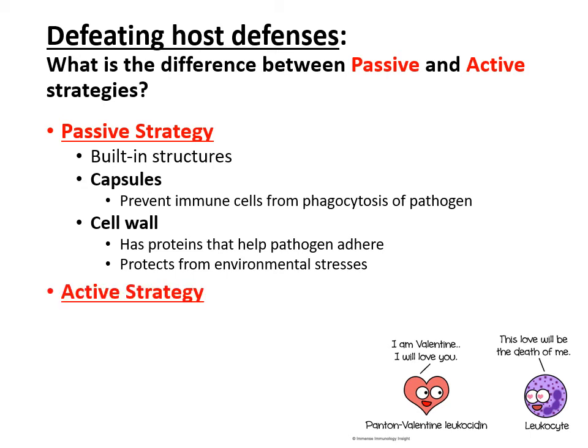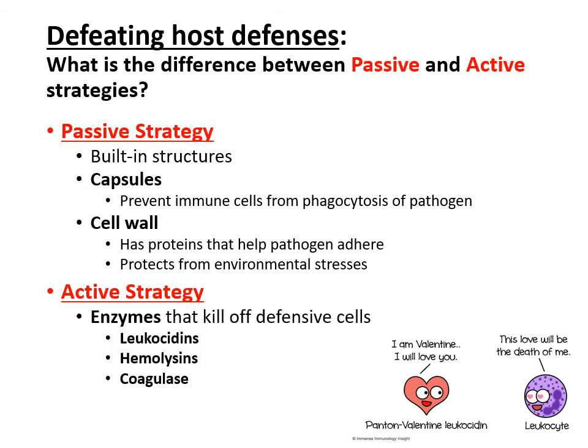Whereas with an active strategy, if you are active, you've got a lot of energy, right? You've got a lot of movement. So for active strategies, now the bacteria is going to be doing something active. It's going to be producing something, secreting something. You've got movement here, right? So an active strategy would be any of the enzymes that they produce and release to kill off your immune cells. The three big examples of active strategy are leukocidins, hemolysins, and coagulase.